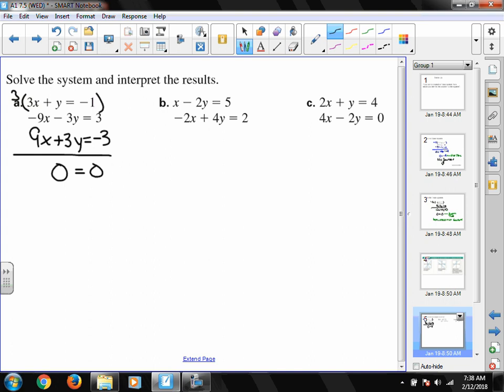So that means that I'm dealing with infinitely many solutions. So again, 0 equals 0, always true regardless of x or y. This statement doesn't matter what the variables are.